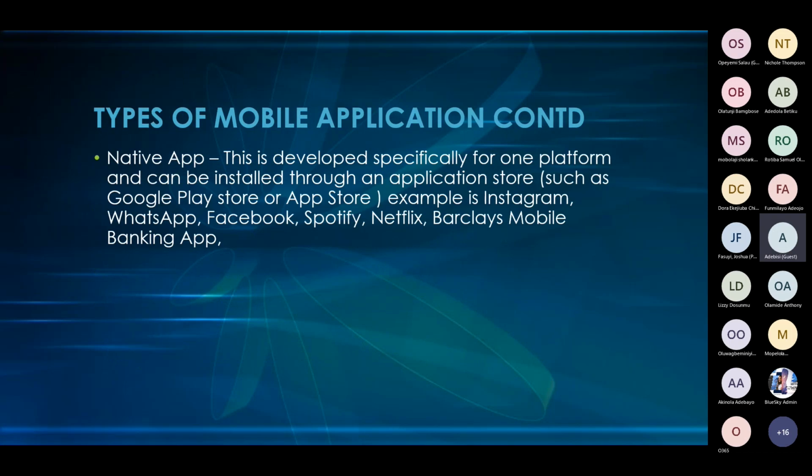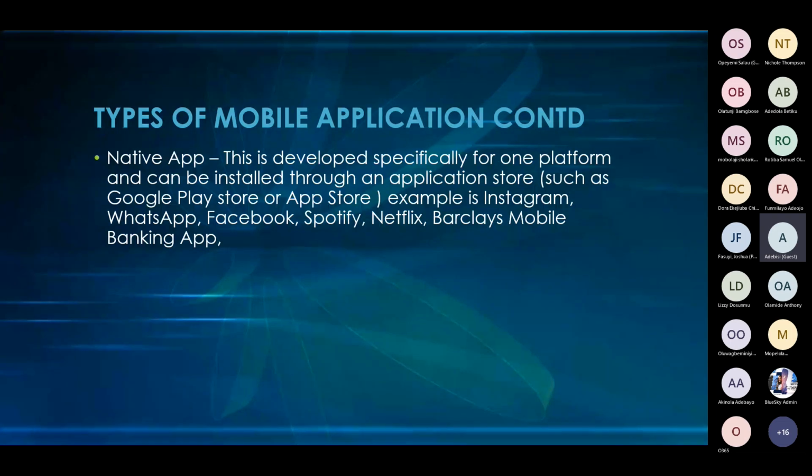Another type of mobile application is the native app. What is this native app? A native app is developed specifically for one platform and can be installed via an application store, such as the Google Play Store for people that use the Android operating system, and the App Store for people that use the iOS operating system.